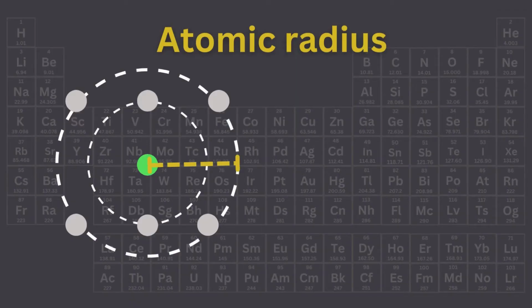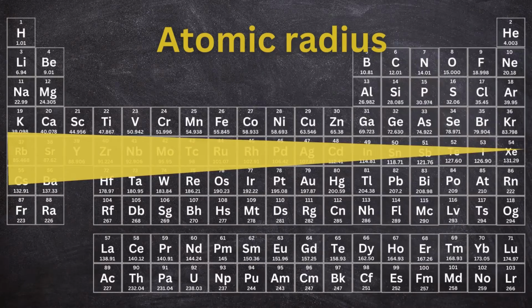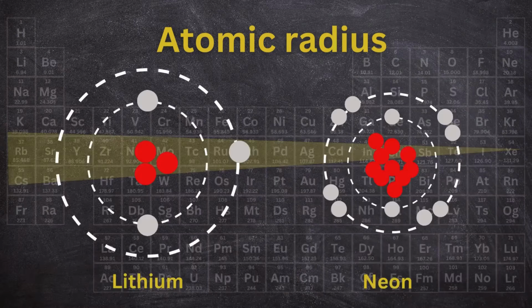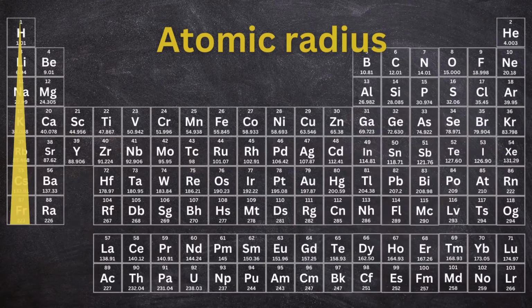One such trend is the atomic radius, which refers to the distance from the nucleus to the outermost electron shell. The atomic radius decreases as you move from left to right across a period. This is because as you go across a period, electrons are added to the same energy level. At the same time, protons are being added to the nucleus, which creates a stronger force of attraction. This pulls the electrons closer to the nucleus, resulting in a smaller atomic radius.